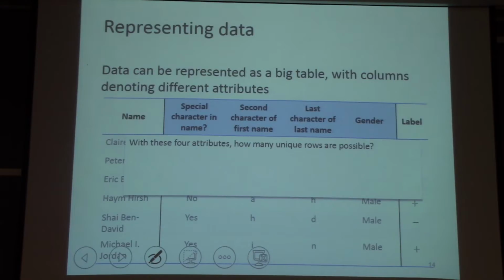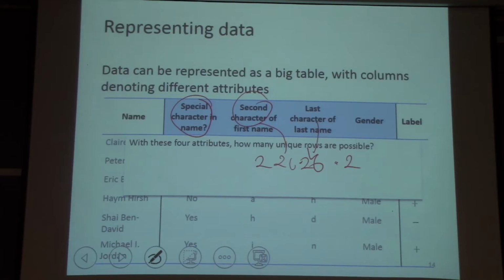So the first column here is a boolean. It can be yes or no, it can take 2 values. This one can take, let's say, 26. This can take 26. And this is 2. And these are all the possible combinations that can exist.